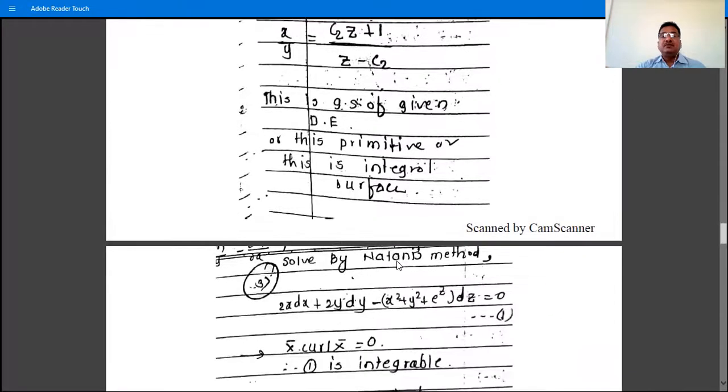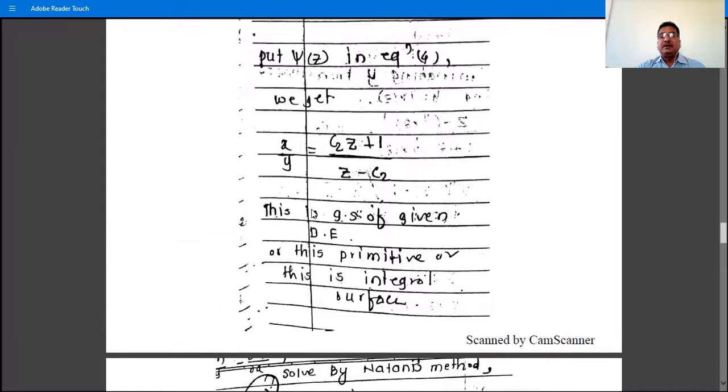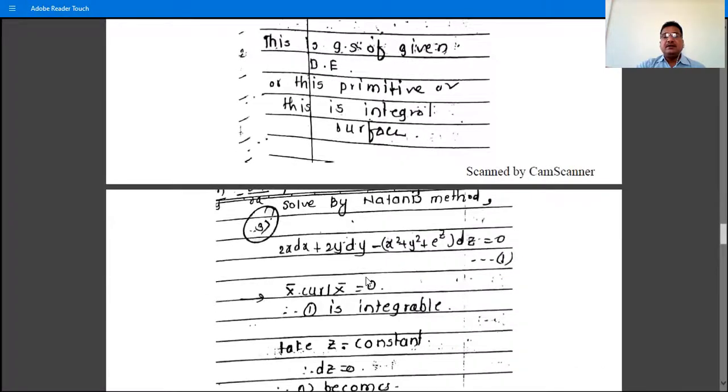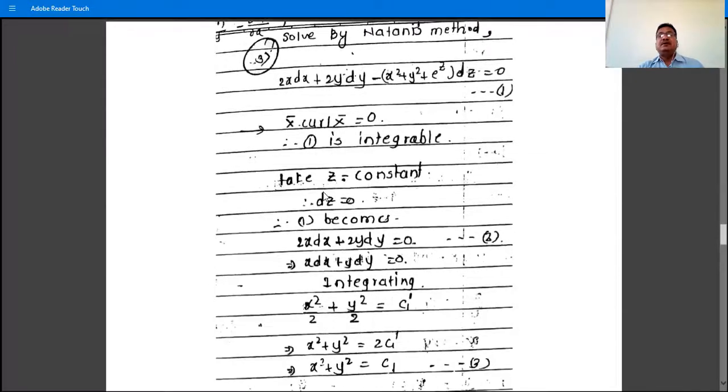Okay. So the question is what? Solve by Natani's method, or find the primitives, or find the integral surface of the given Pfaffian differential equation by Natani's method. So next example on the same method: solve by Natani's method 2x dx plus 2y dy minus (x square plus y square plus e raised to z) dz is equal to 0. So first check x bar dot curl x bar is 0, that is, the given differential equation is integrable.